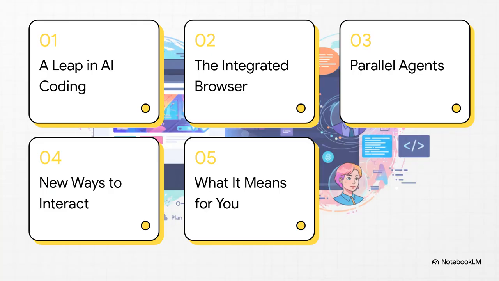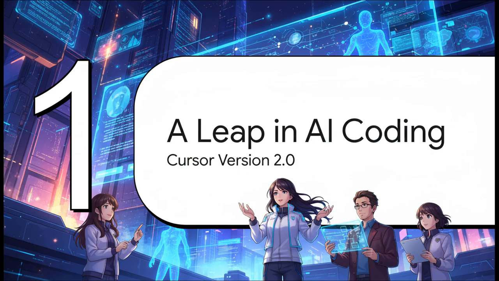We'll start by looking at what makes this such a huge leap forward. Then we're going to dive into the integrated browser, which is a total game changer. After that, we'll unpack maybe the most powerful new feature called parallel agents, check out some new ways to interact with the AI, and then we'll wrap it all up with what this actually means for you as a developer. Okay, let's get into it.